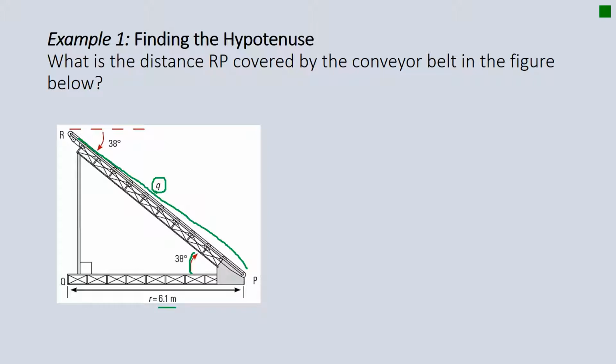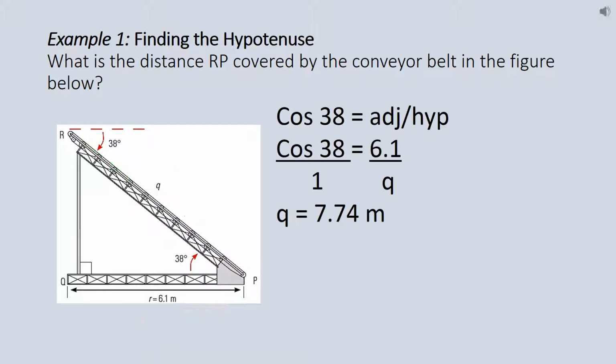Okay, so you should look at this and think, what do I have? So I have an angle of 38. I have a side next to the angle. This is my adjacent side, A. And I have over here my hypotenuse, the longest side that we're trying to solve for. So we should set it up like this. Cos of 38 is my adjacent side here, the 6.1, over my hypotenuse, which is the Q that we're trying to find. So cross multiply would be 1 times 6.1, and then we divide by the cos of 38. And you should get 7.74.